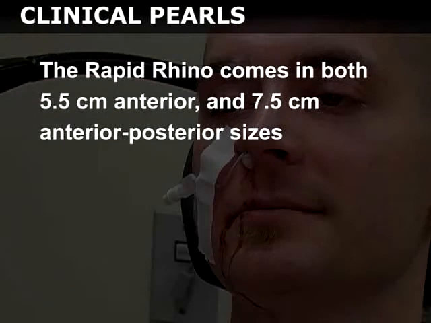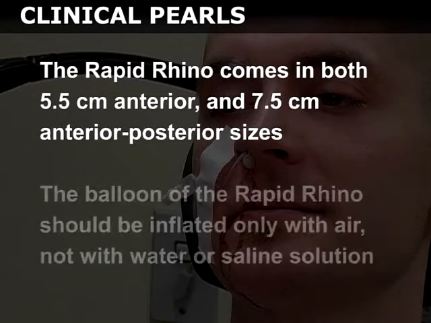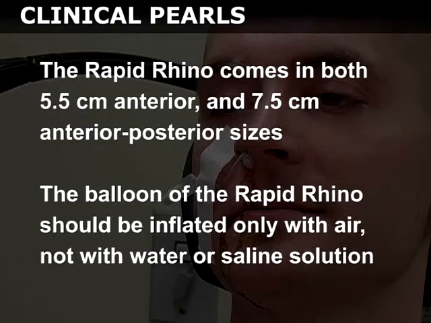The Rapid Rhino comes in both 5.5 centimeter anterior and 7.5 centimeter anterior-posterior sizes. The balloon of the Rapid Rhino should be inflated only with air, not with water or saline solution.